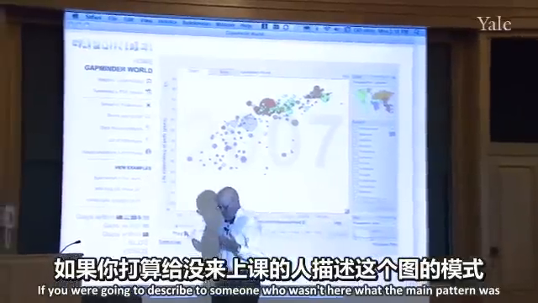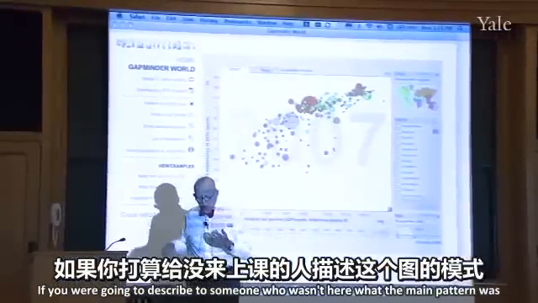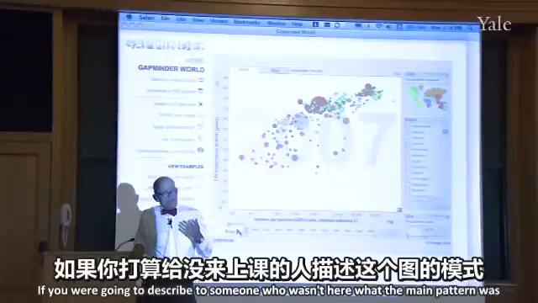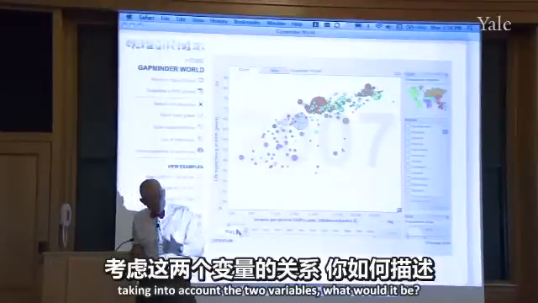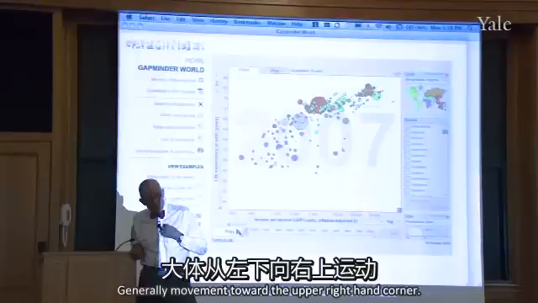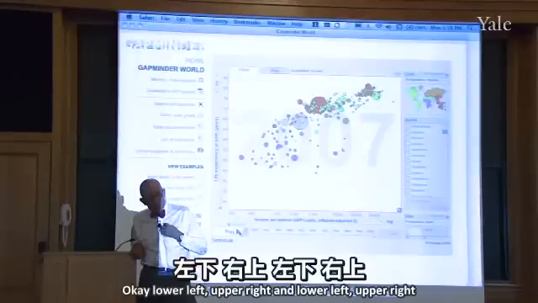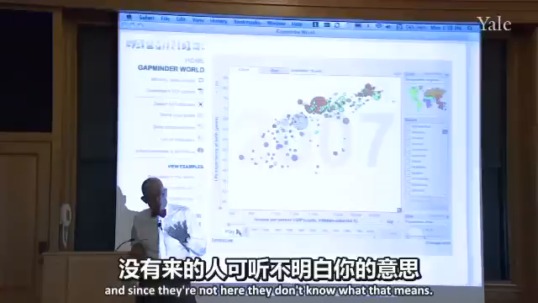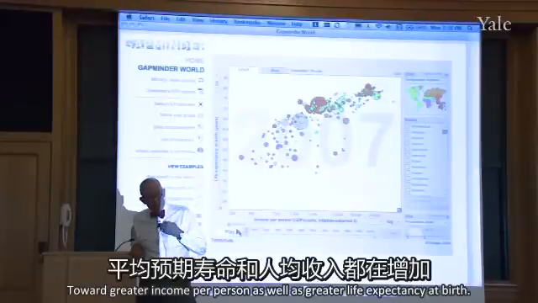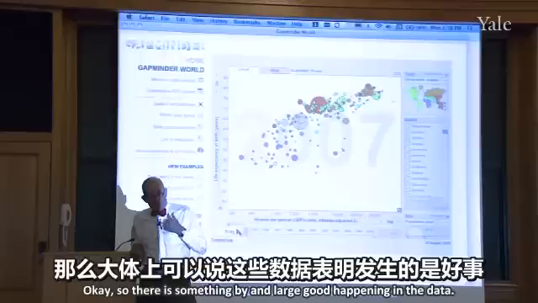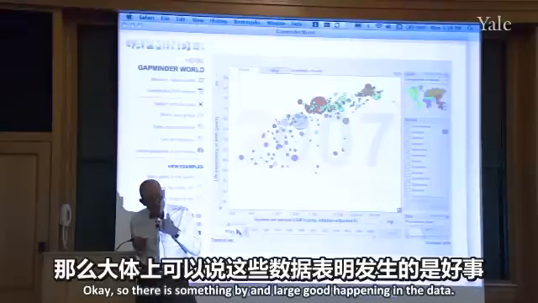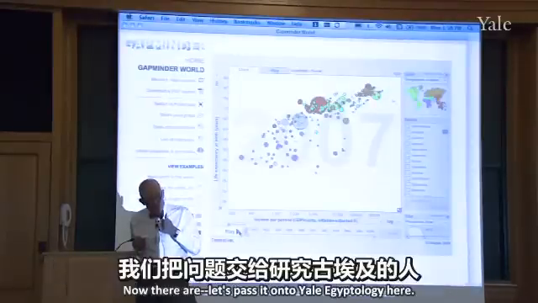If you were going to describe to someone who wasn't here what the main pattern was, taking into account the two variables, what would it be? Generally movement toward the upper right-hand side. Okay, lower left to upper right. Since they're not here, they don't know what that means. For greater income as well as greater life expectancy. Okay, so there is something by and large good happening in the data.